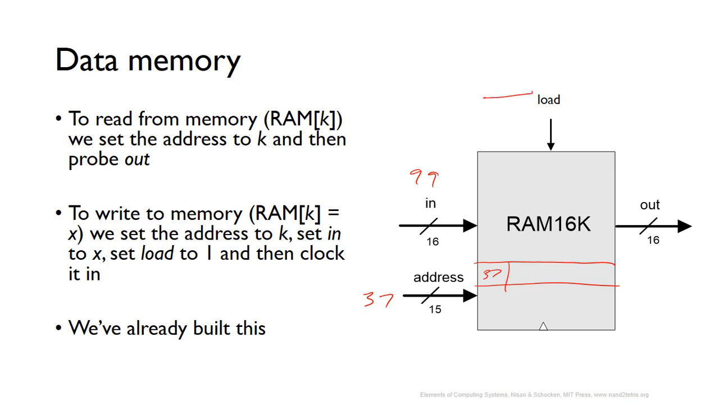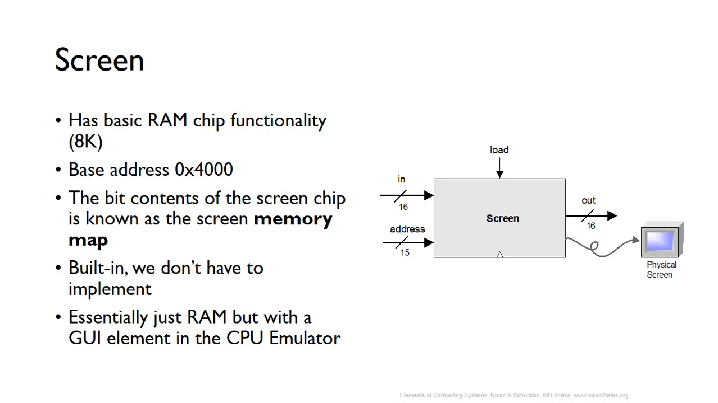You put the load bit high, and then when the clock signal came in, so when one of these pulses came in, the value 99 will be written into that memory slot. Now, this has already been built earlier in the Nand to Tetris course.